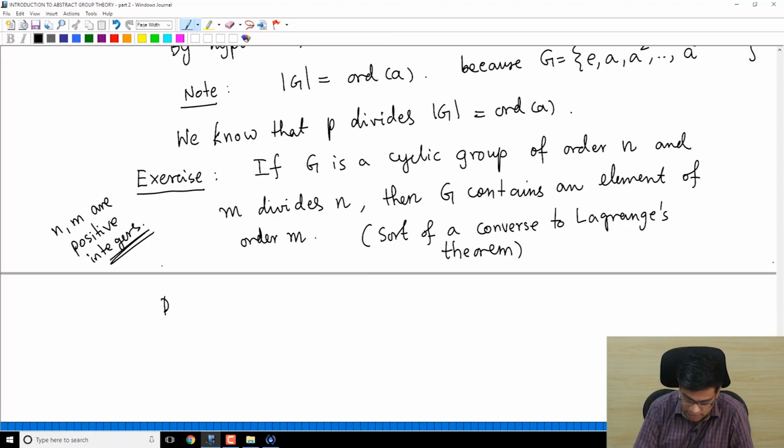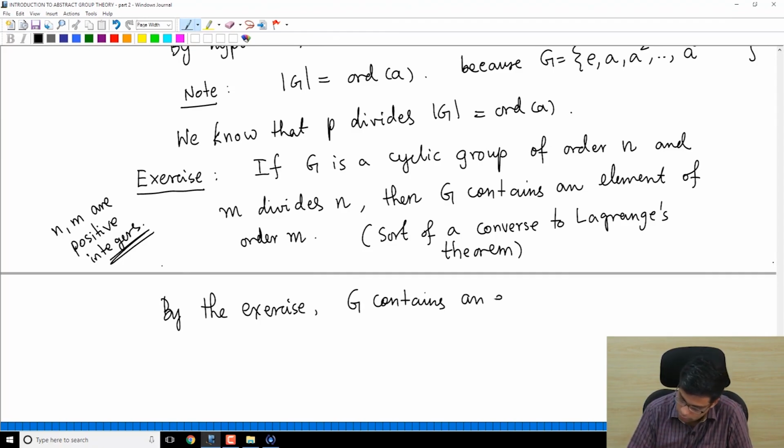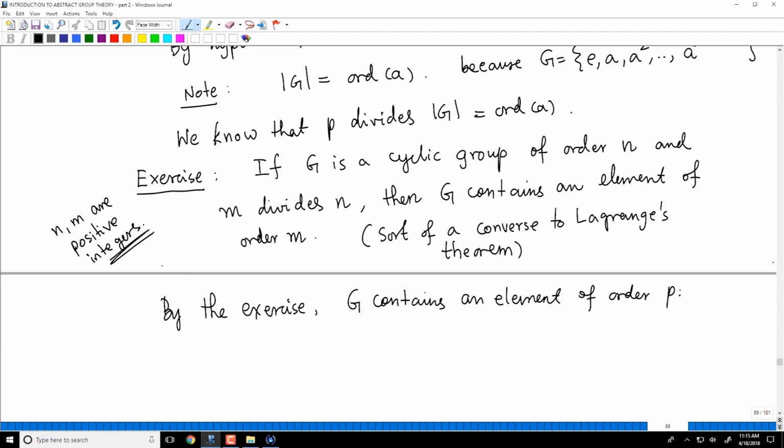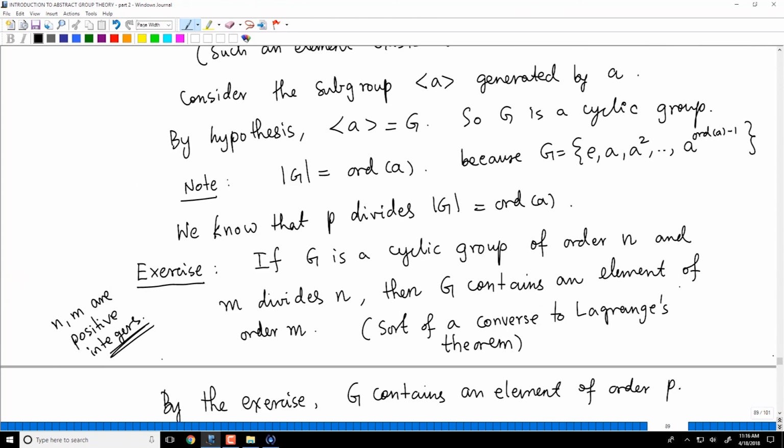Now by the exercise, G contains an element of order P, because G is cyclic, that is what we have concluded, and P divides the order of the group. So G has this element of order P.